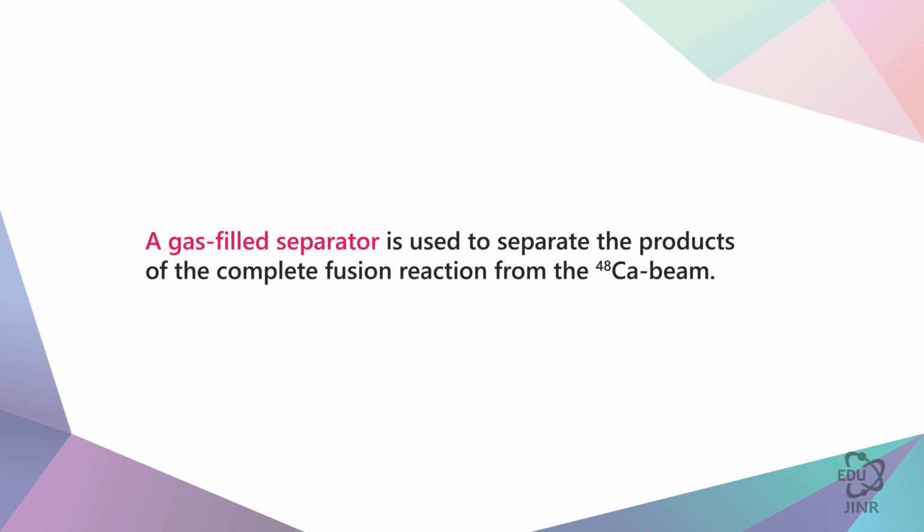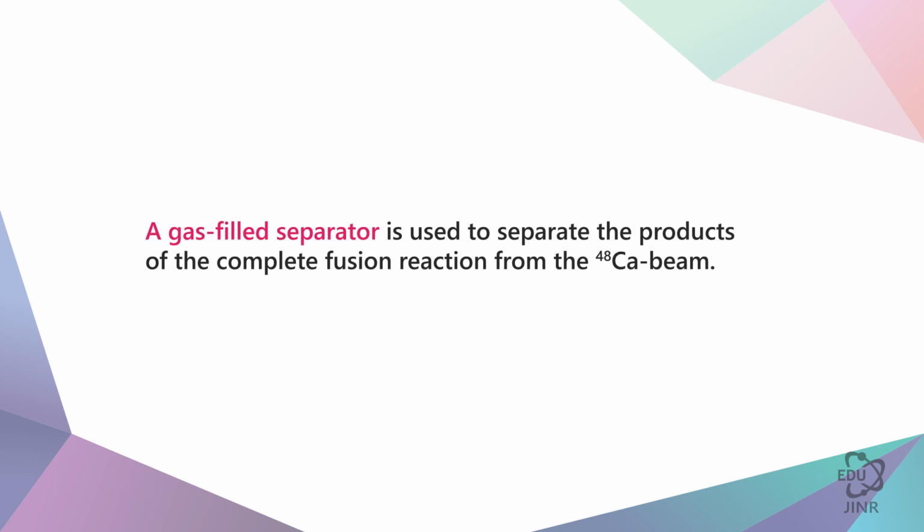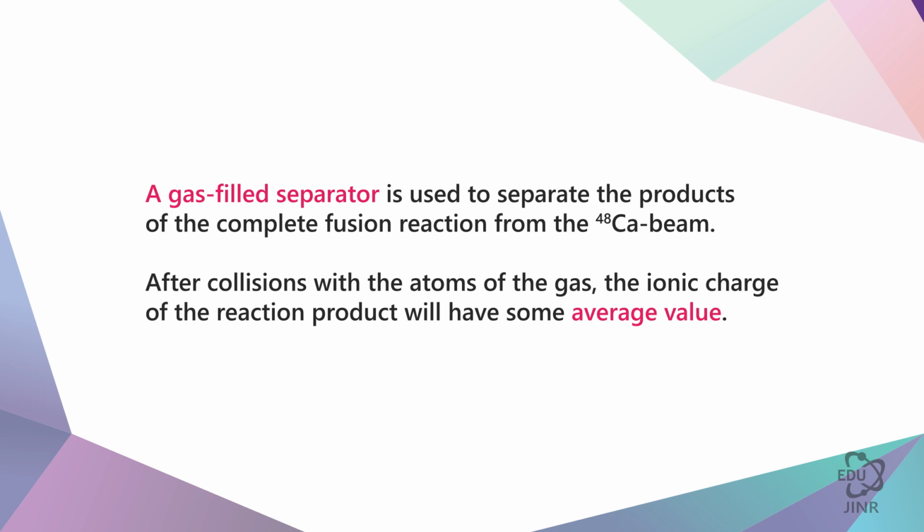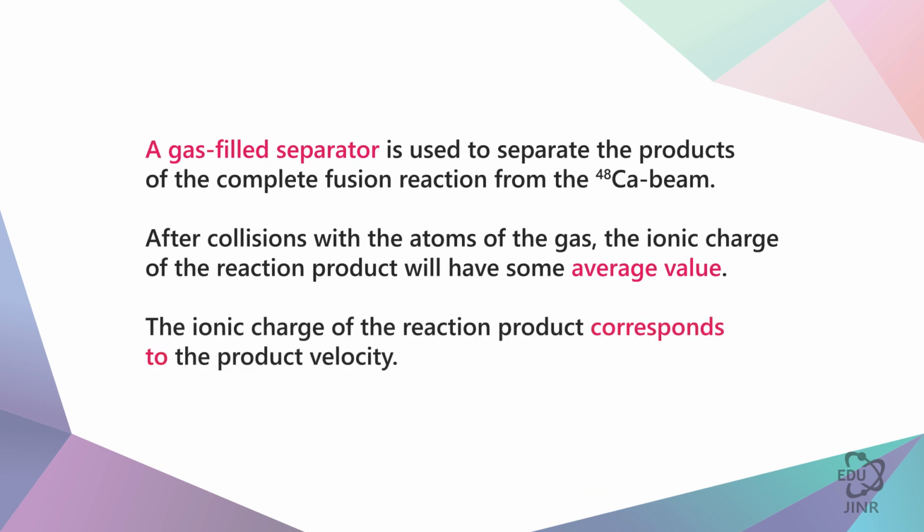It is possible to separate the products of the complete fusion reaction from the calcium-48 beam. This would increase the distance between the atoms, and each time they collide with the atoms in the gas that is in the separator, they would interact many times, resulting in the ionic charge of the reaction product having some average value corresponding to the product velocity. Increased speed means increased charge, and the lower the speed, the lower the charge will be.